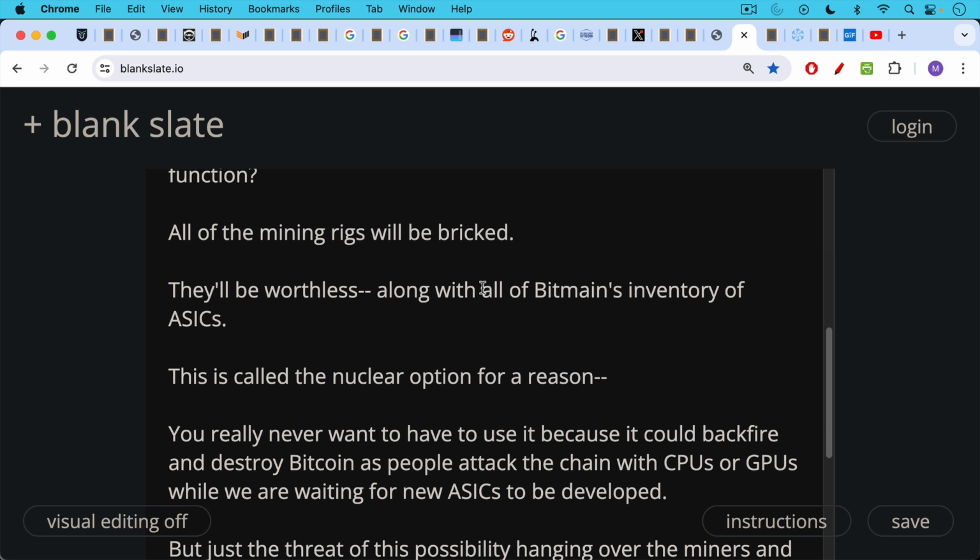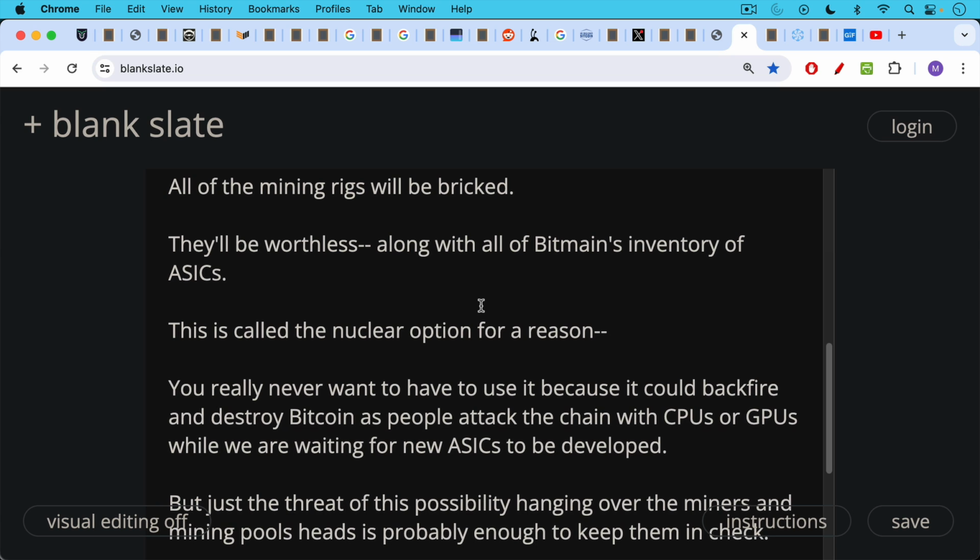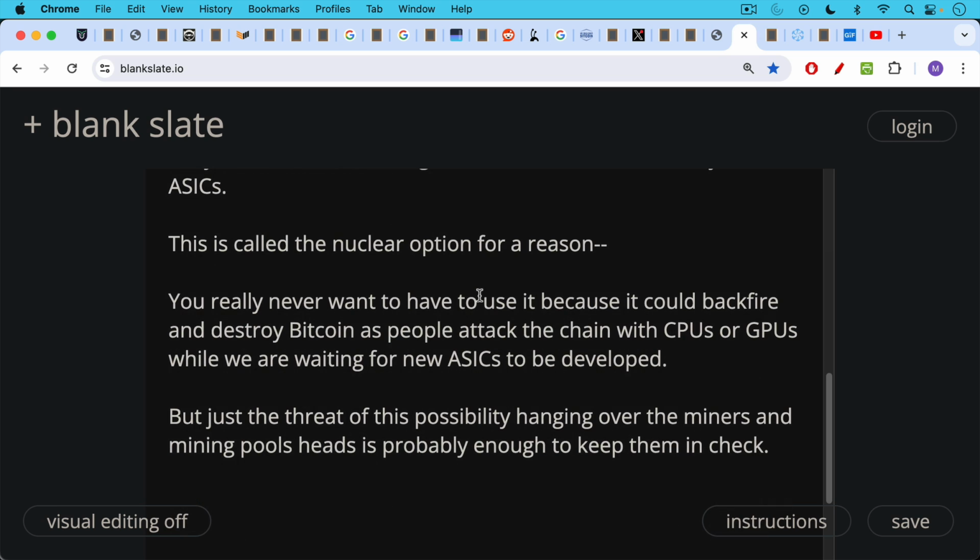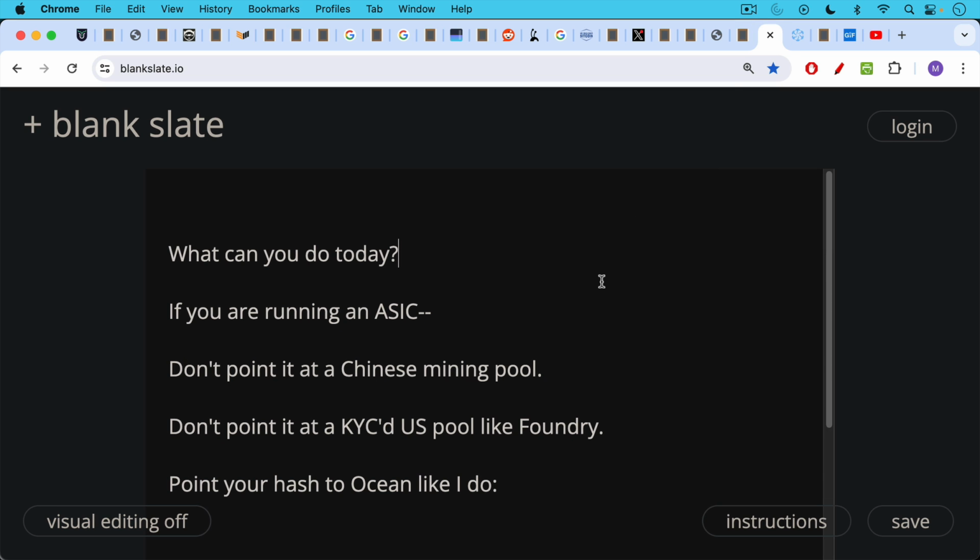You really never want to have to use it because it could backfire and destroy Bitcoin as people begin to attack the chain with CPUs or GPUs while we're waiting for new ASICs to be developed. So this is the risk to doing it. But just the threat of this possibility hanging over the miners and the mining pool heads is probably enough to keep them in check. This is why we have nukes. We hopefully never have to use them, but they act as a form of deterrence.